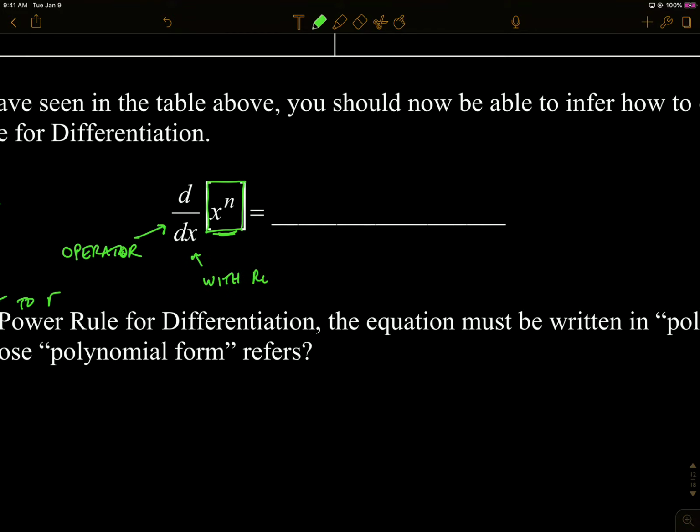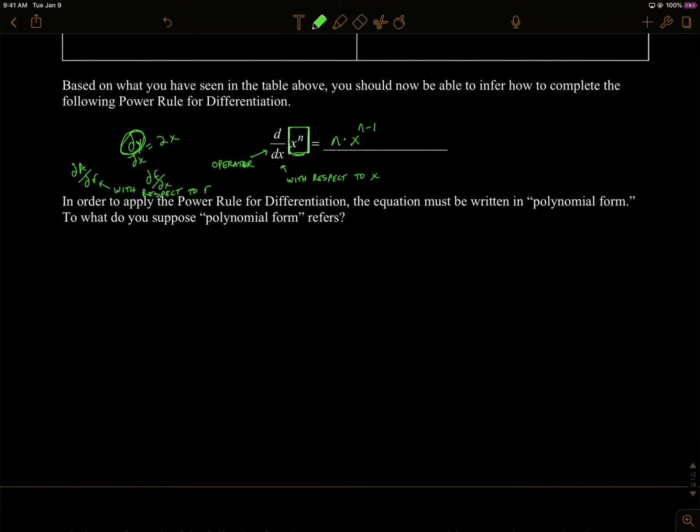So treat x as your variable, your independent variable. The rule is you bring the exponent down and make it the coefficient, recopy the base, and then reduce the exponent by 1. All right, so in order to apply this rule, we have to use a polynomial type function. We can apply it to any polynomial type function. So what does that mean?